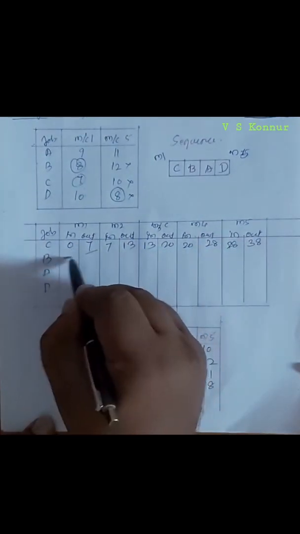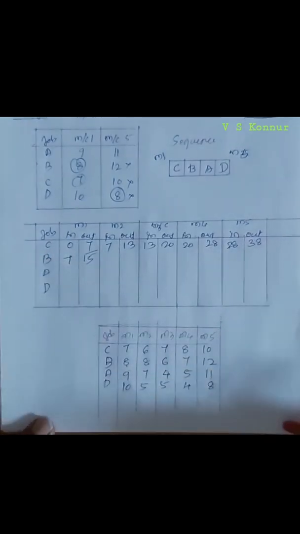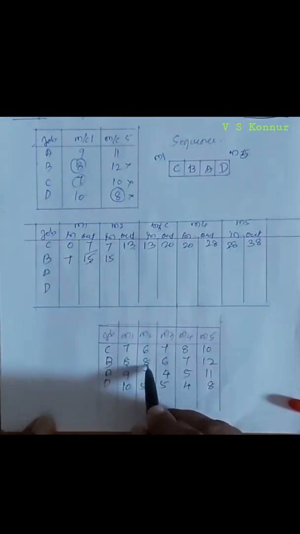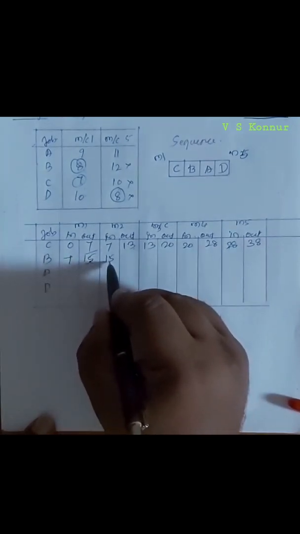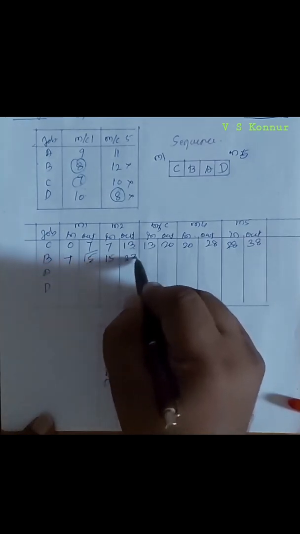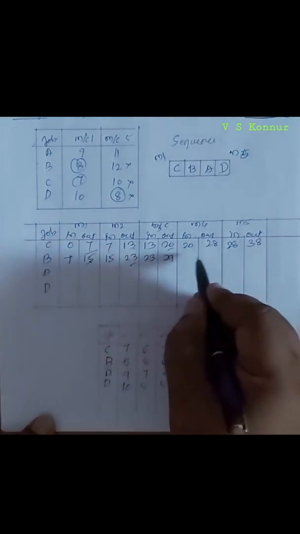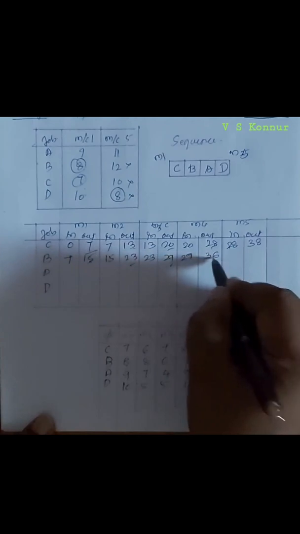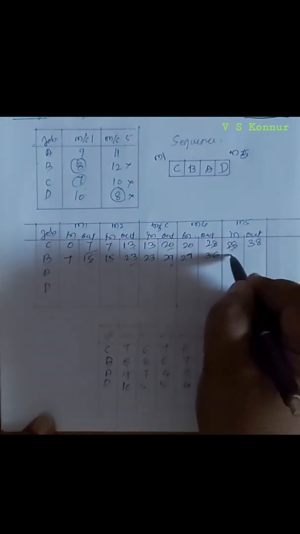Now after 7, B is entering and it requires 8 hours to complete, 15. Next 15 and 13 will be compared. 15 is maximum. Next 8 hours are required, so 15 plus 8, 23. 23 and 20 compared. 23 is maximum. Requires 6 hours to complete, 29. 29 is maximum. Comparing these two, 7 hours are required to complete. 29 plus 7, 36. 36 and 38 are compared. 38 is maximum and requires 12 hours to complete, 50.